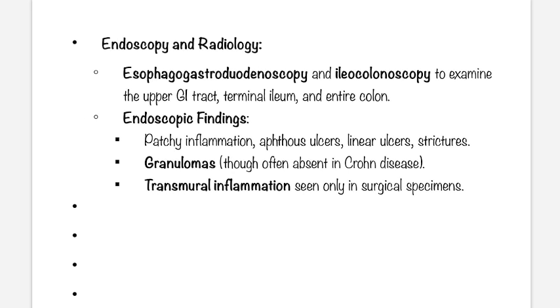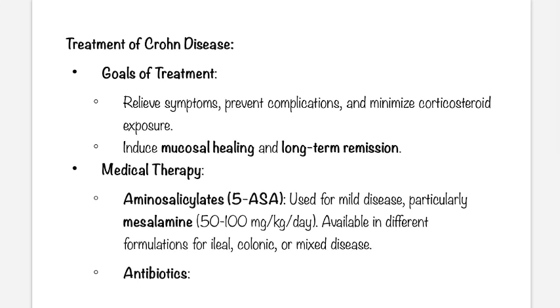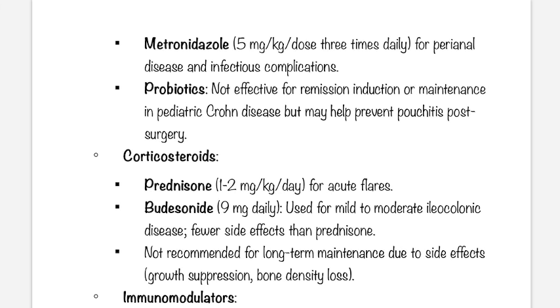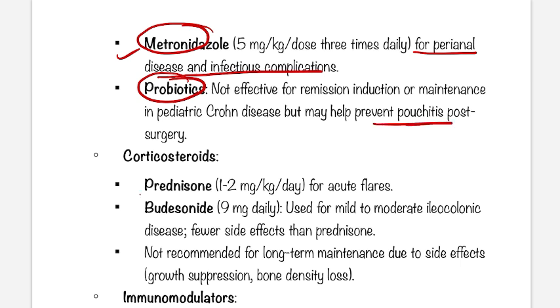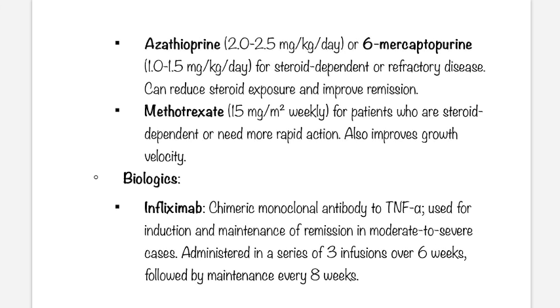So just to go into more detail of the treatment options. Treatment: 5-aminosalicylic acid and mesalamine, 50 to 100 milligram per kg per day. The antibiotic metronidazole is used for perianal disease and infectious complications, and probiotics are used for pouchitis. Prednisolone is 1 to 2 milligram per kg per day for acute flares, and budesonide is 9 milligram daily for mild to moderate ileocolic disease.